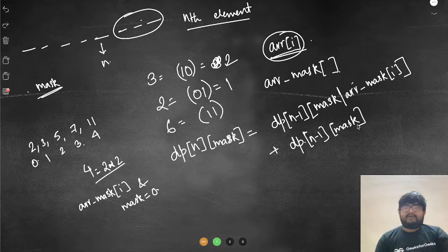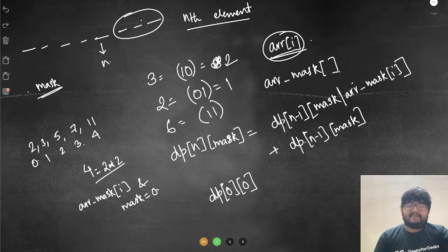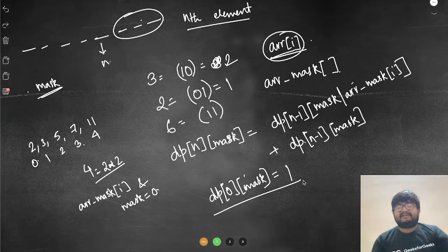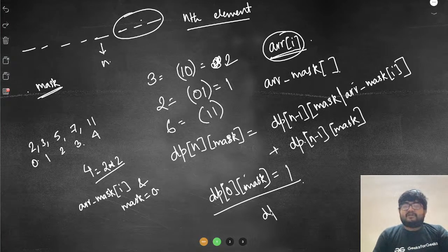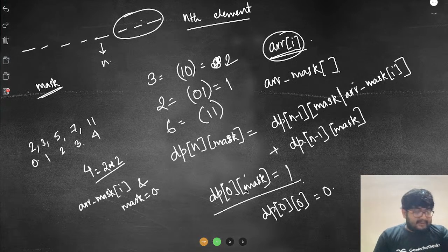It will be n minus 1, and DP of 0: you don't have any elements to take. You've taken some mask, the count is 1, because you don't have any elements to take, so that's a valid subset that you've generated. So dp of 0 mask should be equal to 1. And also dp of 0 0, if you do not take any element, that should be equal to 0. That is, the mask will be 0 in that case, because you have not taken any element. So dp 0 0 is 0, dp 0 mask is 1.